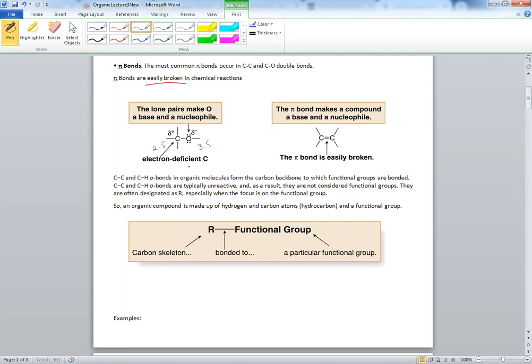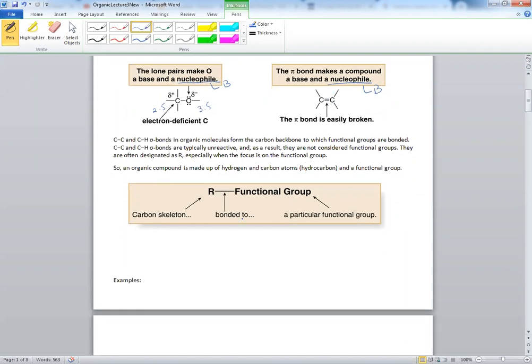carbon electron deficient. Here's an example of the pi bond, where it's an alkene, what we call an alkene. It gets easily broken. Pi bonds are not as strong as sigma bonds, so they would rather go and form sigma bonds. Well, in the process, they have to donate the pi bond, which makes it a nucleophile or a Lewis base. Nucleophile is what we're going to use for what we call a Lewis base.